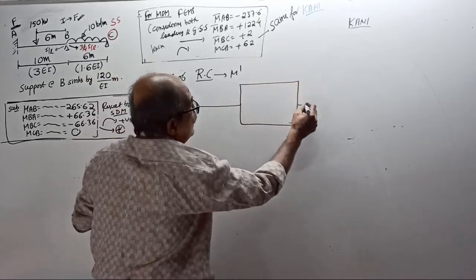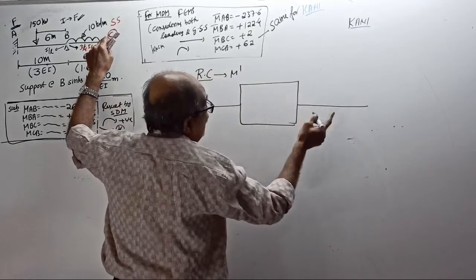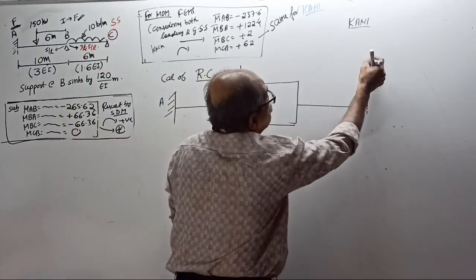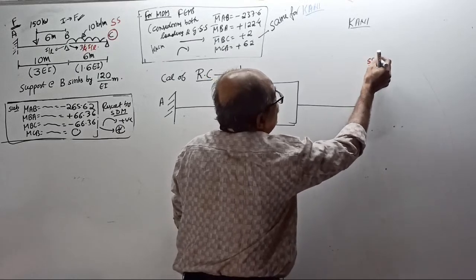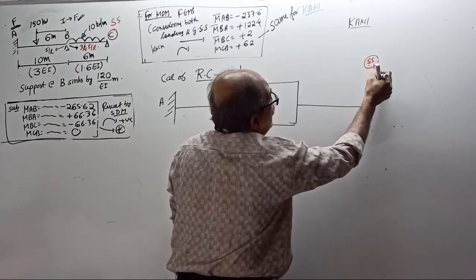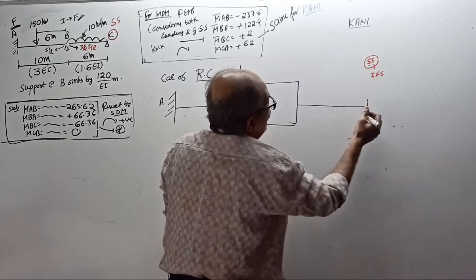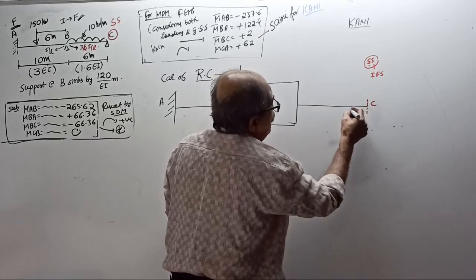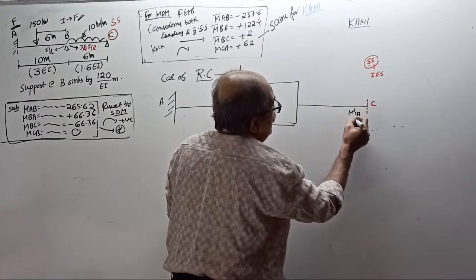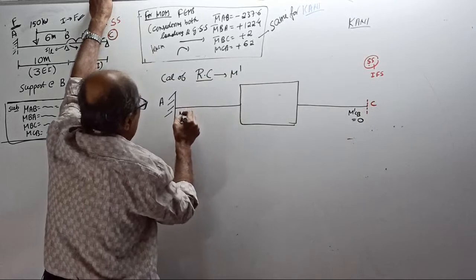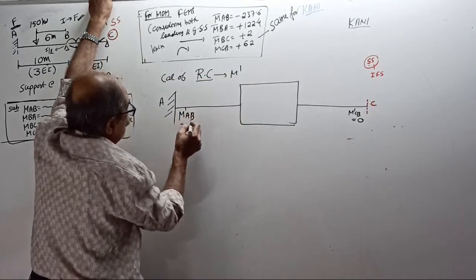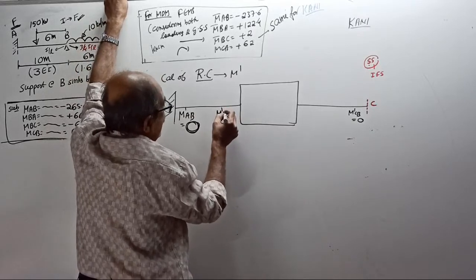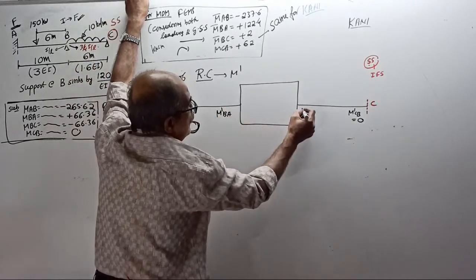This is B. This is C. C is simple support. We are going to replace it by imaginary fixed support, and this is C, with contribution M dash CB 0. M dash AB, it is a solid fixed support, real 0. Now, this is your M dash BA, this is M dash BC.